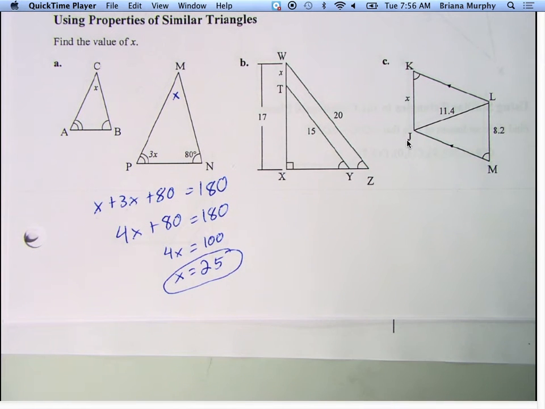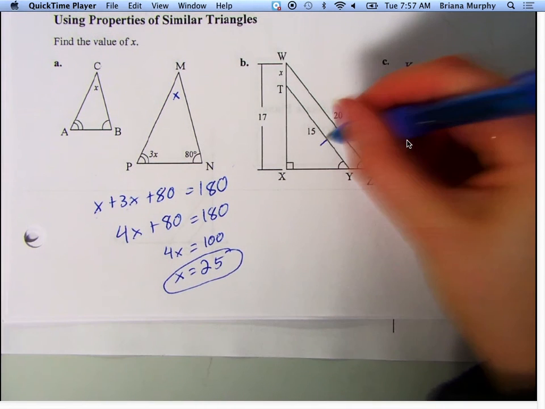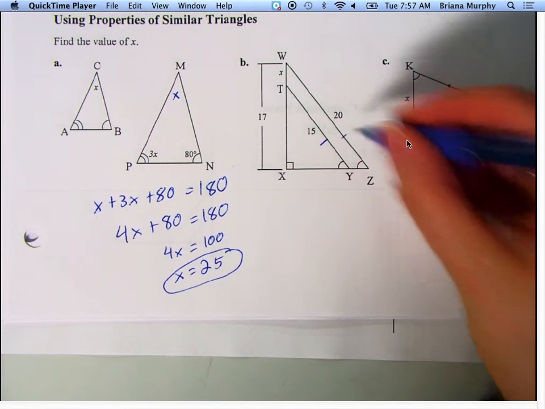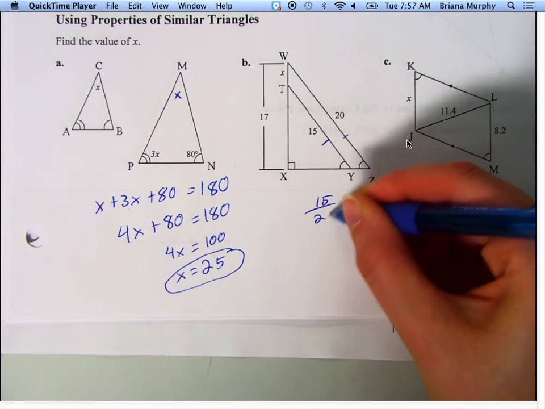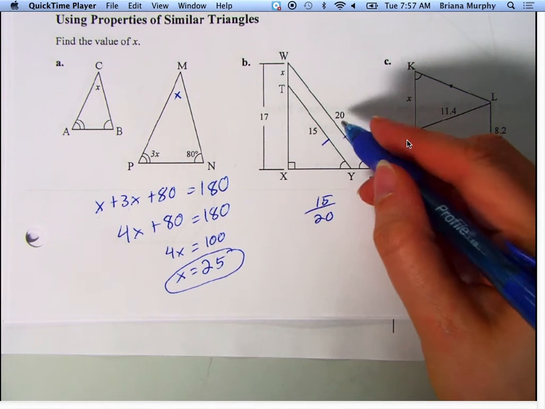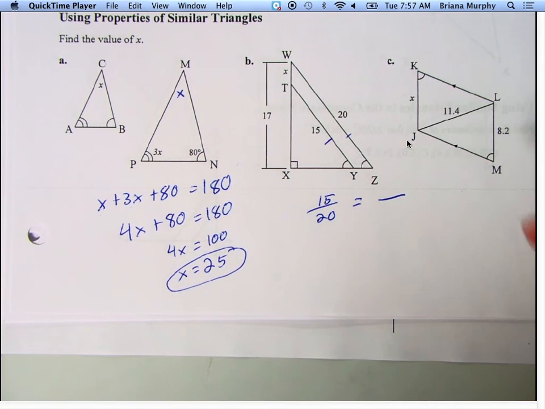Okay, we're going to do one more because that one just had to do with angles. Let's do B, dealing with sides. Okay, we've got to decide what's proportional to each other. I know 15 is proportional to 20, so I'm going to go 15 over 20. So I'm doing the little triangle over the big triangle. You could put 20 over 15. That would be fine. Just decide which one you're doing. I didn't know if it had to be a certain way.